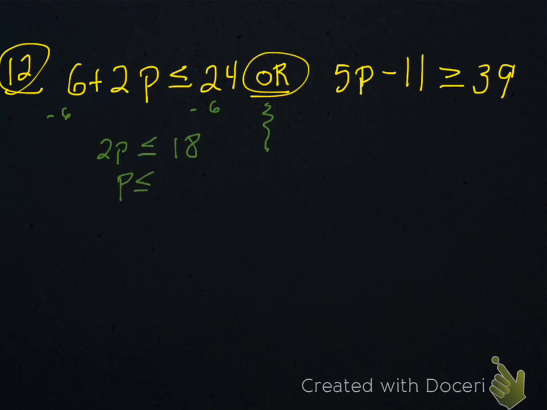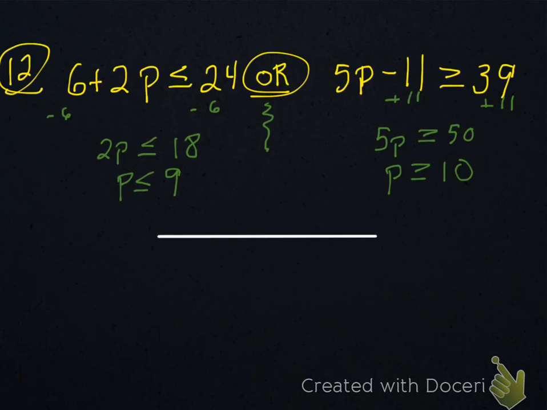Divide by 2. Do I need to flip the inequality symbol? No, it's a positive 2. We only change the inequality symbol when we multiply or divide by a negative. Okay, right-hand side, I need to add that 11. So I have 5p greater than or equal to what? Yep, that's 50. Well, that's easy. 50 divided by 5 is 10. So I got p greater than or equal to 10.